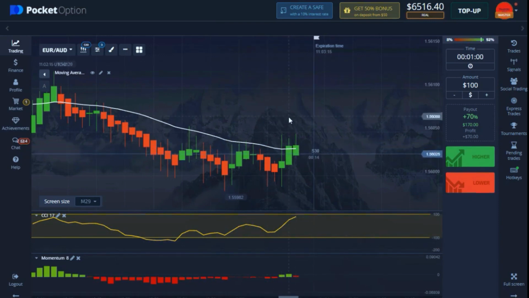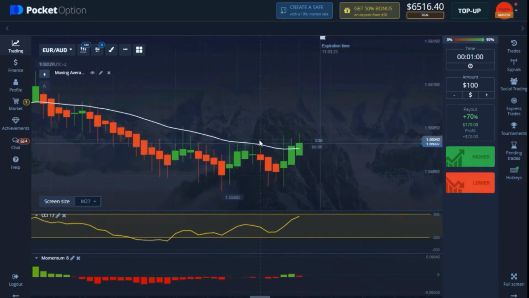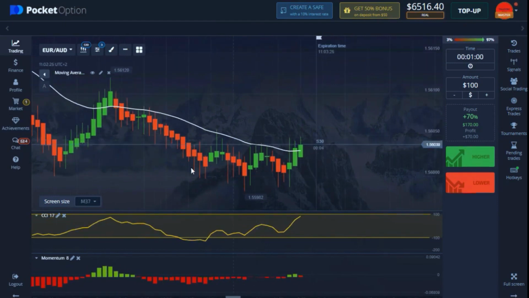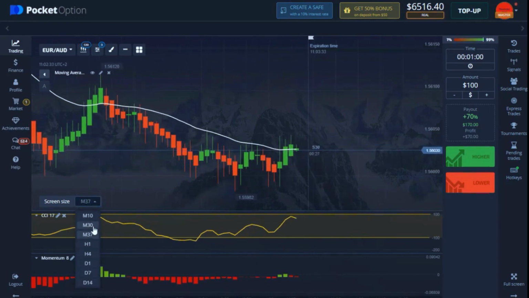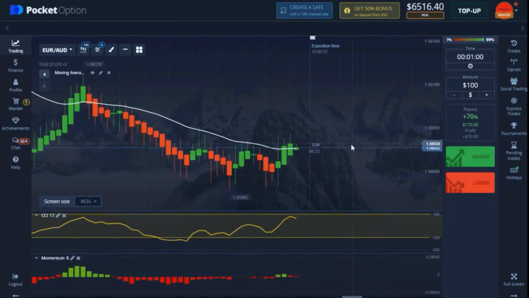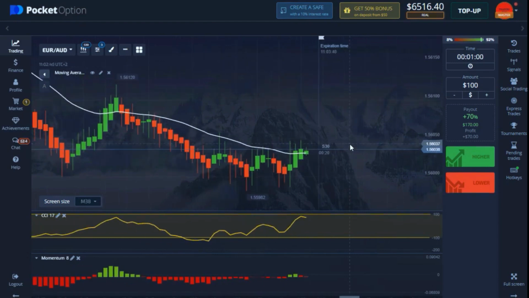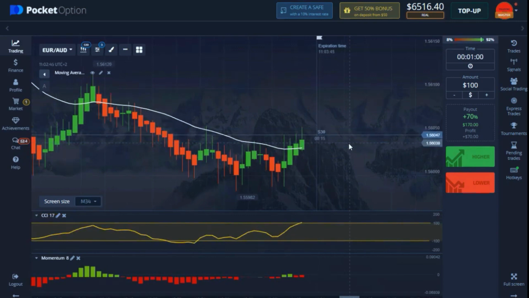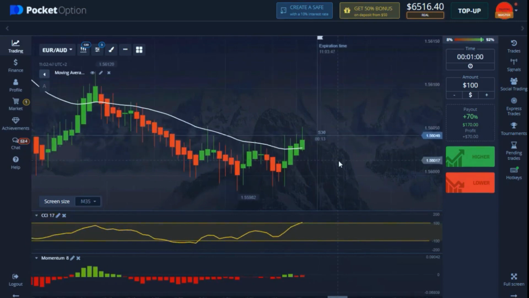Another thing you need to take note of is my screen size for the confirmation, which is M35, 36, or 37. I can also use 34, 35, but make sure that it's within 35, 36, 37. That's my screen level for confirming my support and my resistance at the middle chart.